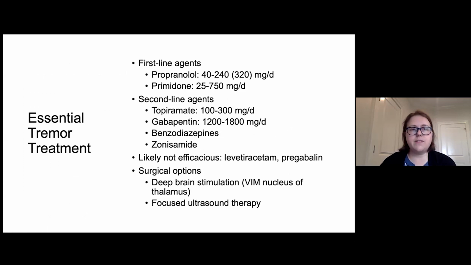Okay, so to go over briefly the treatment for essential tremor, there are two first-line agents. Those are propranolol and primidone. There are several second-line agents that I've listed there. The latest evidence is that levetiracetam and pregabalin are likely not efficacious. And for people that have refractory tremor, there are also surgical options that I just wanted to mention. But again, to reiterate, the first-line agents are propranolol and primidone. They both have some side effects. Propranolol, of course, can lower your blood pressure and heart rate. Primidone can cause sedation.